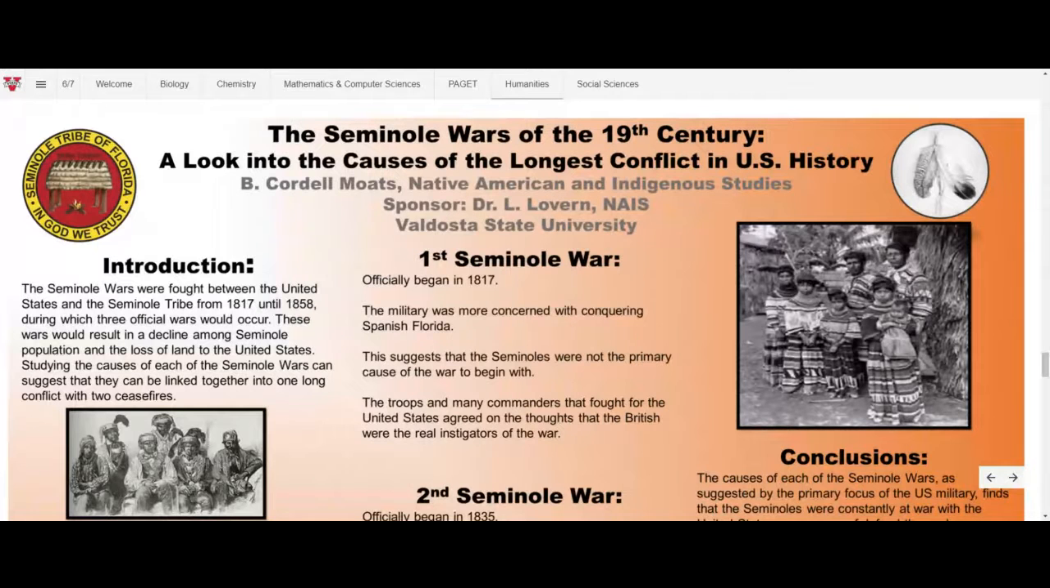To prove this thesis, I looked at each war individually and then tried to pull out the similarities from each of the 3 wars that suggest that it's one long conflict instead of 3 separate instances of conflict. So that's the majority of my project. This is a little bit of a simplified version, but that's the quick rundown.